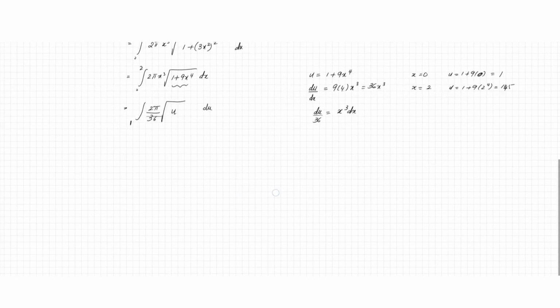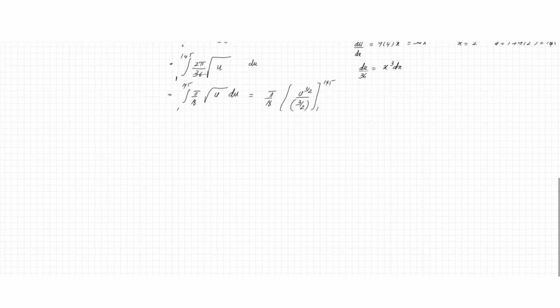Now we also have to change our limits because we've changed the variable from x to u. So when x equals 0, u is equal to 1 plus 9 times 0, which gives us 1. So there's 1 down there. And then when x is equal to 2, we have u equals 1 plus 9 times 2 to the power 4, which gives us 145. And we put that there.